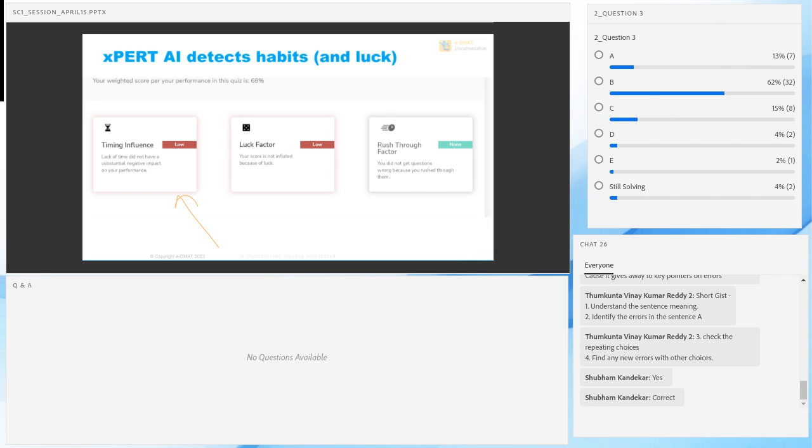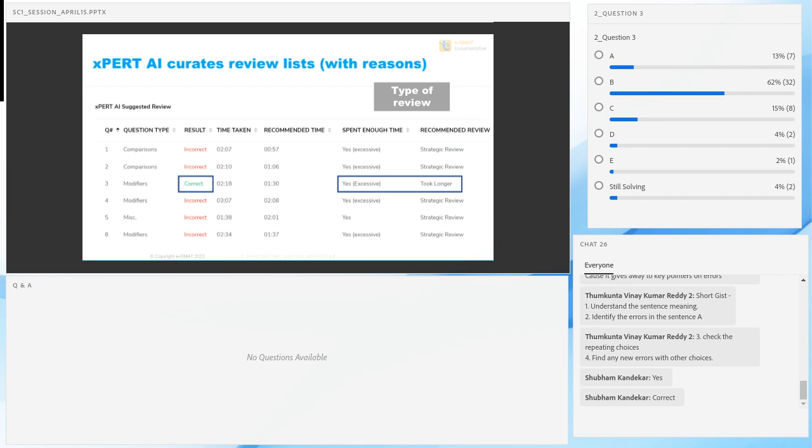For example, did the timing have any influence? Was there any luck factor? Did you rush through certain questions, and that's why you got those questions wrong? For example, this question here, you got it correct, but took a lot of time, which means the kind of review that you need to do is a took-longer review, which is different from a strategic review. So tell me, how many of you think about review in this manner, and how many of you get a list of questions that you answered incorrectly or correctly, to see what kind of review you need to do? Ask those questions.